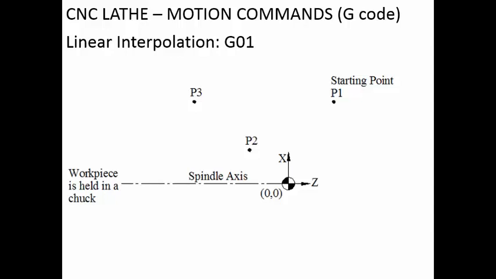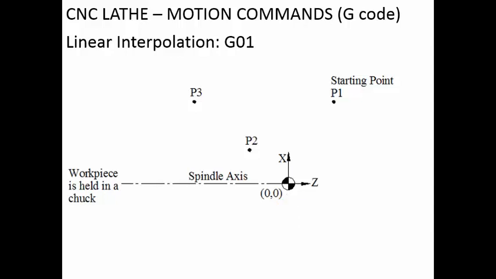Next one is G01, that is linear interpolation. So here we want the tool to move along a straight line path. Here we will be specifying the end point to which the tool has to move. Suppose we are having certain points P1, P2 and P3. You are having a spindle axis and a workpiece which is held in a chuck. We are having the origin 00 for the coordinate system in which we are doing the programming.